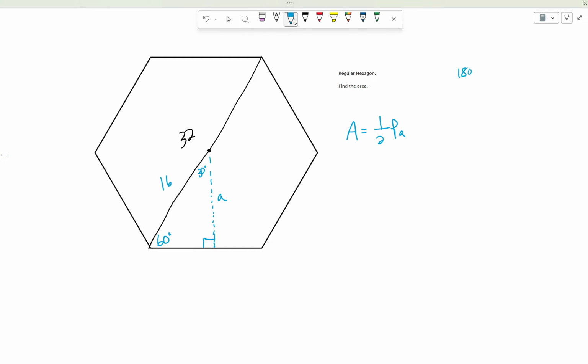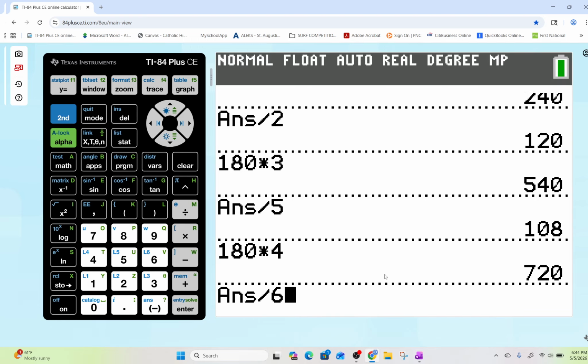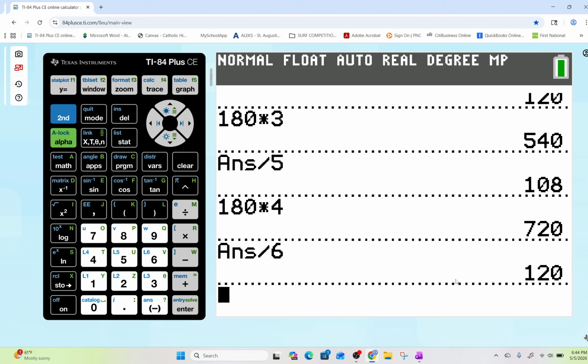Now, what's the other way I could do it? Of course, 180 times 6 minus 2 all over 6. Or in other words, 180 times 4 over 6, which I can put into my calculator, because why do all that math myself, right? Might as well just use that calculator. Times 4 divided by 6. That is 120.